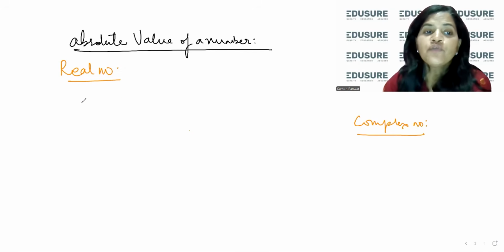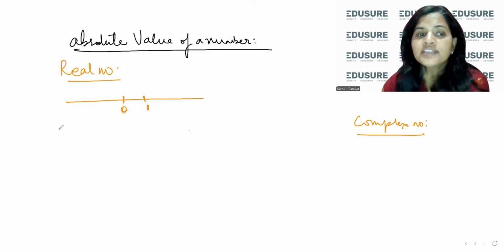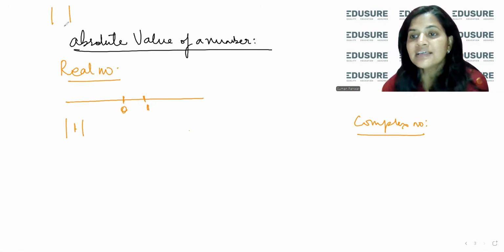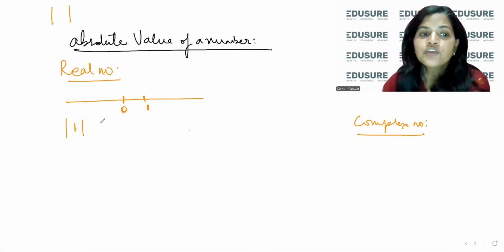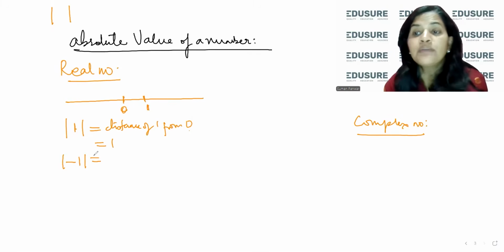Okay. So we know that we are on a real number line. This is 0. So for example, what is the absolute value of a number? What is the absolute value of 1? Now these two vertical lines are the sign of absolute value. So the absolute value of 1 is the distance of 1 from 0. So the absolute value of 1 will be 1. Similarly, the absolute value of minus 1 will be the distance of minus 1 from 0, which will be 1.